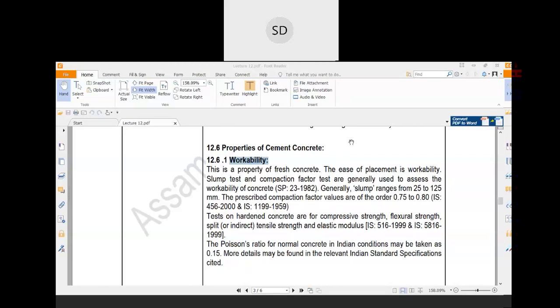Now, if the water quantity of that mix is very less, in that case you cannot pump it. It is not possible to pump that particular material. If it has sufficient quantity of water, in that case you can easily pump it through that hole or through that enclosed portion. So basically that easiness of placing that mix into a particular enclosure or into a particular construction site is workability. Okay, is it clear now what is workability?